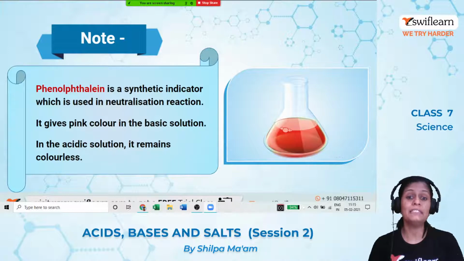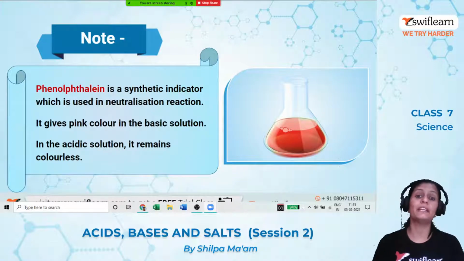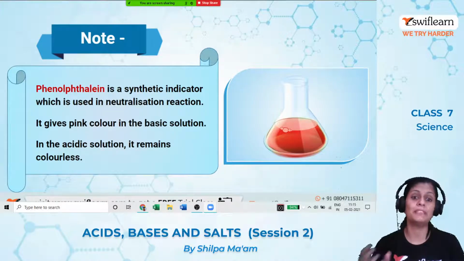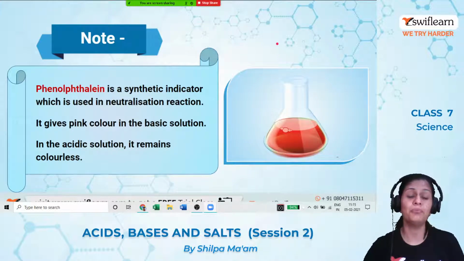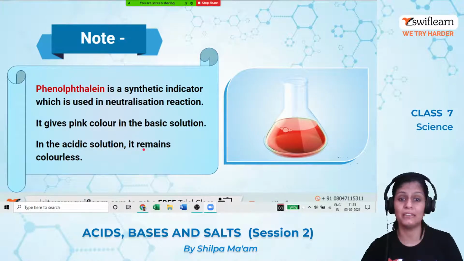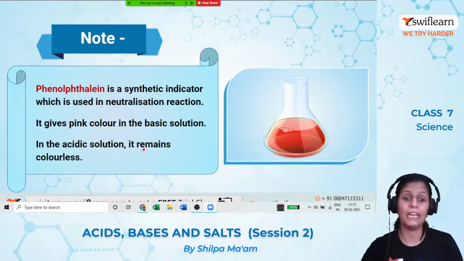So phenolphthalein is a synthetic indicator, or we can call it a laboratory indicator, which is basically prepared in the laboratories. So what happens when we put it in an acidic solution? In a basic solution, it turns pink, but in an acidic solution, it remains colorless. It is not showing any color change when we try it in the acidic solution.